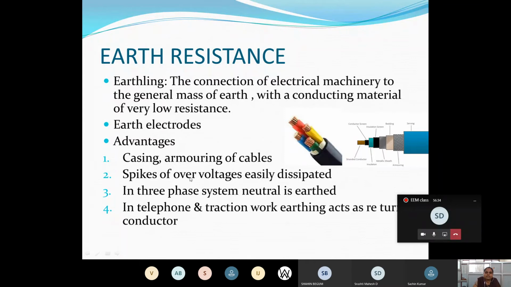Next, spikes of over voltages are easily dissipated. Means in thundering, in any of the rainy seasons, voltage spikes will come towards your home or your building. If that happens, it is going to damage the home. To avoid those, earthing is important. Then in a three-phase system, neutral is earth. In three-phase, three terminals will be there, and within that, one terminal is for the earthing only.